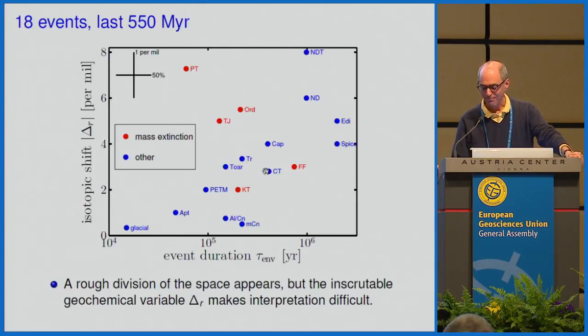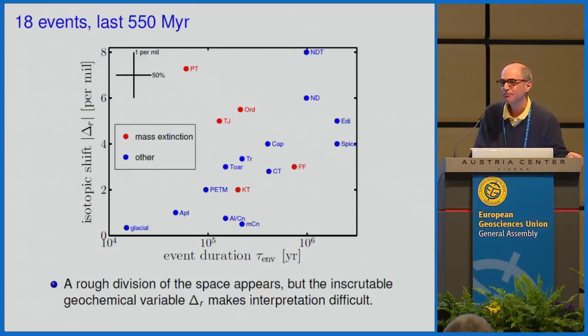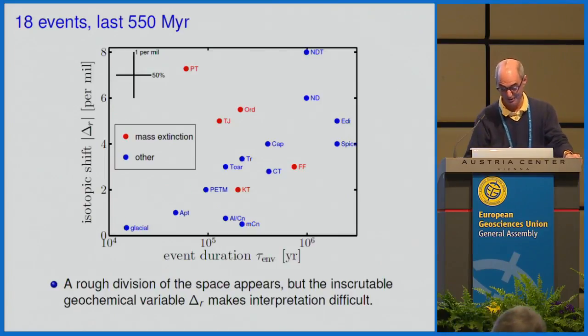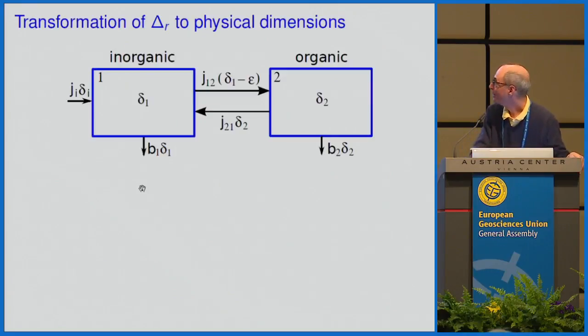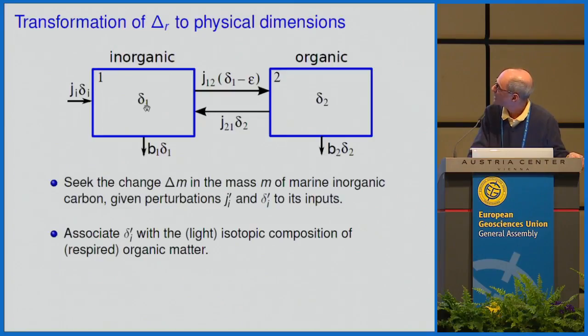So that's our elementary data. But to move on, I'll just imagine that many of the people here in the room, perhaps like me, don't really have such a great feeling of what this isotopic variable really means. And so what we're going to do is transform this space into a physical space so that it becomes a little bit clearer what's going on. So we have a model of the carbon cycle. It's basically a loop between photosynthesis going this way and respiration going that way. And what we want to do is obtain the change in the size of this inorganic reservoir, which you can think of as a CO2 reservoir, in response to a change in the flux of carbon going into it and the change of the isotopic composition that it carries.